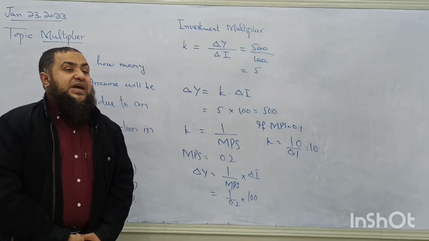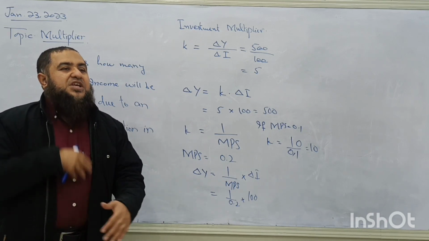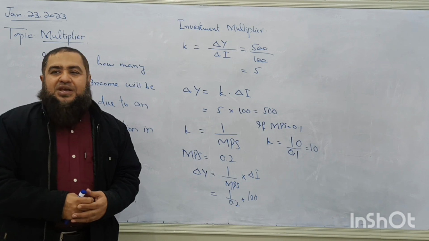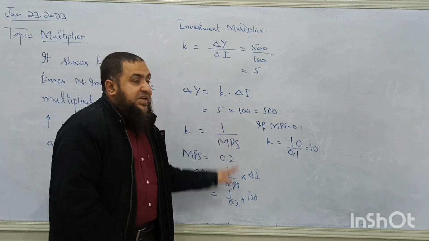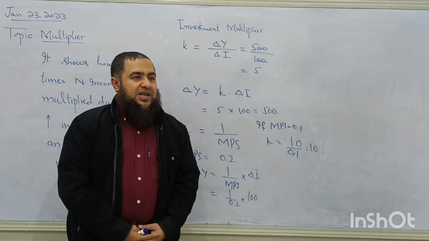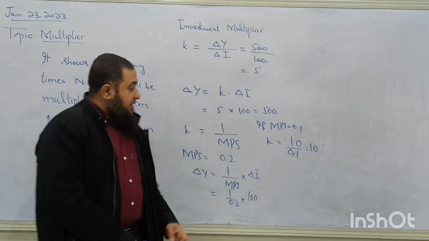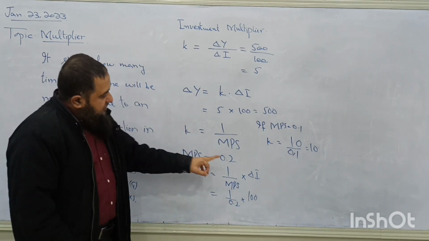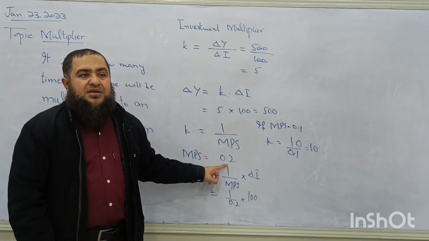Why is it increasing 10 times? Because people are spending more, money is circulating more in the economy, and withdrawal is less and less. So as withdrawal is decreasing, the multiplier value will increase. Clear? In a two-sector economy.